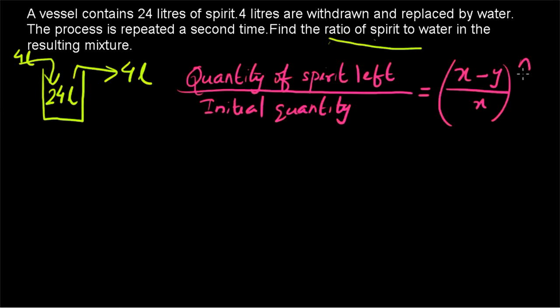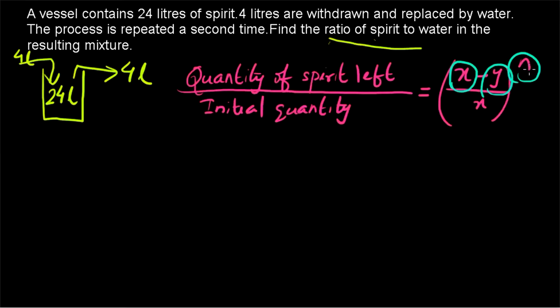So what are these x, y and n? x is equal to the initial quantity. What is the initial quantity of the liquid present in the vessel? And y is the withdrawn quantity. How many liters of the original commodity are withdrawn and replaced. And n is the number of times the process is done. How many times this withdrawal and replacement is done will be given by n.